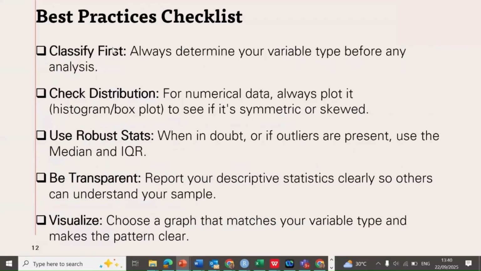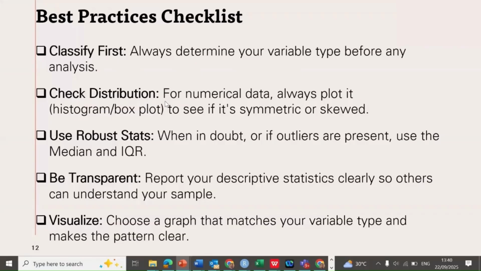Okay. Then best practices. It's very, very good to always determine your variable type before you begin any analysis. You will need to know if it is a categorical variable. If it's categorical, is it nominal or is it ordinal? Or if it's a numerical variable, is it a discrete one or a continuous one? If it's a continuous one, is it a date type of variable? So you need to classify your variable first before you start your analysis.